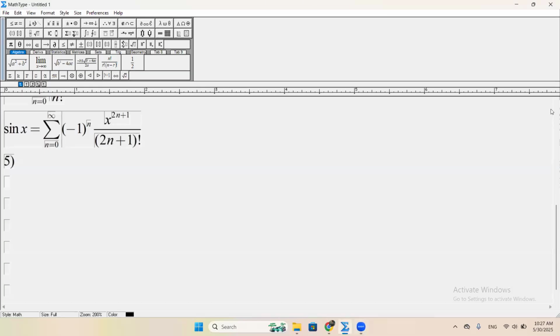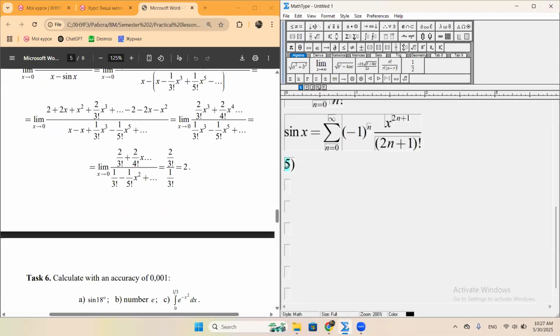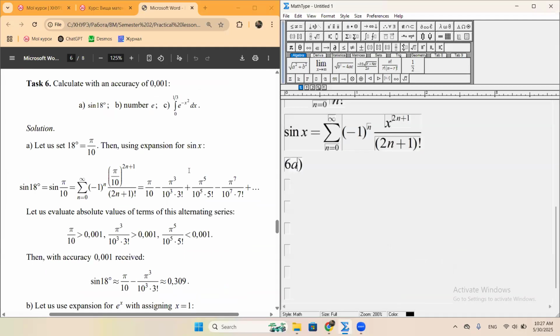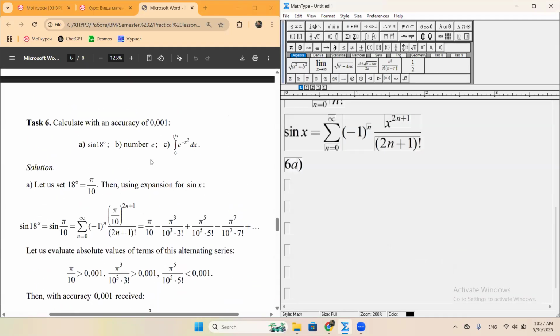Let's continue. So the next task, task number 6, and we will use Maclaurin series to calculate different values approximately with accuracy 0.001. So we will calculate sine of 18 degrees.